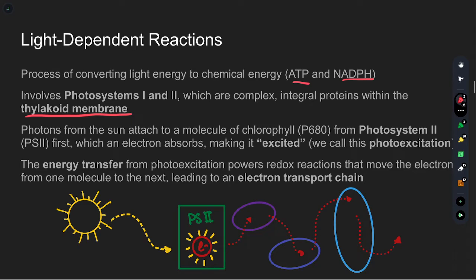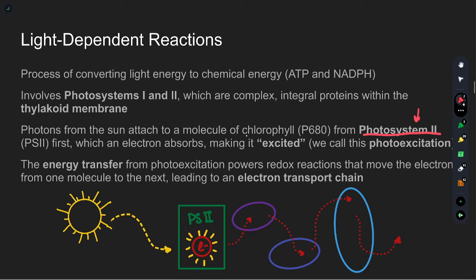In light-dependent reactions, we have light involved, right? Light from the sun. So photons, they attach to a molecule of chlorophyll. P680, we call this, in photosystem 2. This one is first. I know it's weird. Photosystem 2 is first when we have a photosystem 1 present. The naming in biology is interesting.